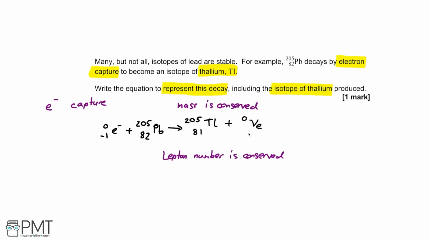Then this means that we have to have an electron neutrino, like so, since an electron neutrino has a lepton number of +1. And because the mass is conserved, and we already know that the thallium still has a mass of 205, it means that the electron neutrino must have a mass of 0, and also the neutrino is uncharged, so it also has a charge of 0. This ensures that mass is conserved, lepton number is conserved, since we have the same number of leptons on the left and right hand side of the equation, and also that charge is conserved, since -1 plus 82 is equal to 81 plus 0.